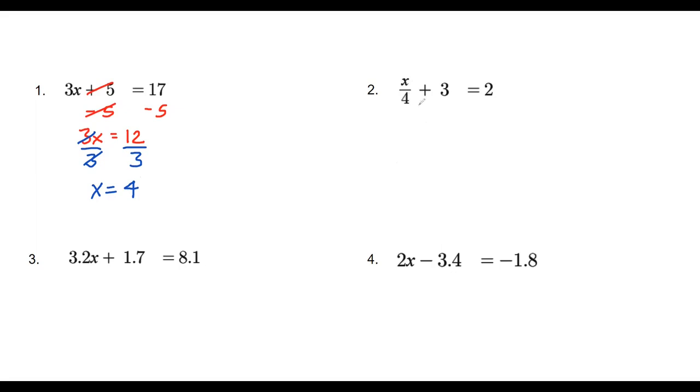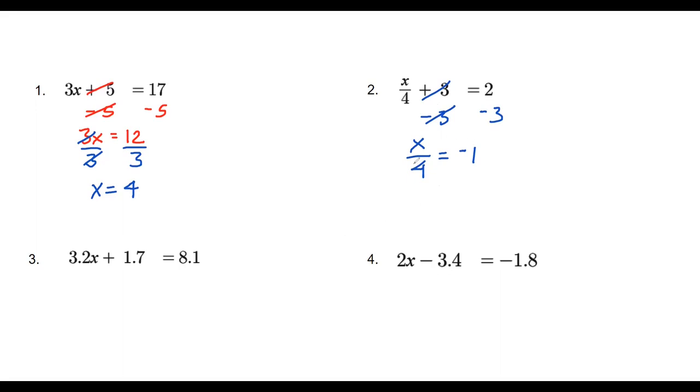x divided by 4 plus 3 is equal to 2. Once again, we are going to subtract from both sides. In this case, we're going to subtract 3 to cancel that addition of 3 out. And we have x divided by 4 is equal to negative 1. 2 minus 3 is negative 1.